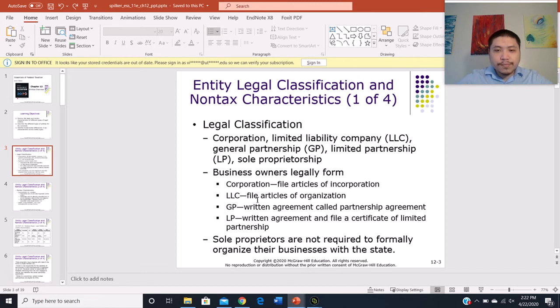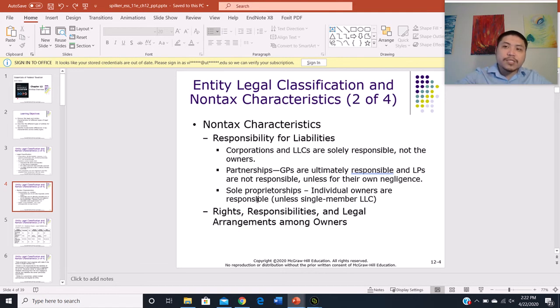So let's talk about the difference in terms of characteristics of these entities, right? Let's talk about the non-tax characteristics. So what are the differences among these types of entities? First, let's talk about the assumption of liabilities, right? So whether or not the owners of the business can be protected from the liabilities, right?